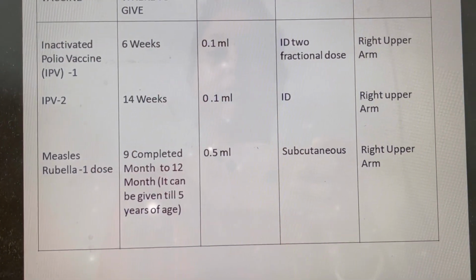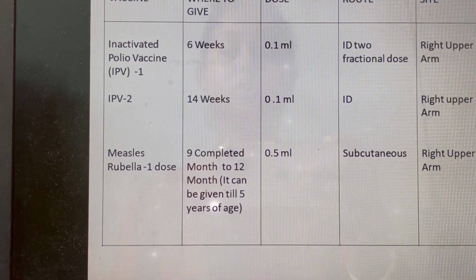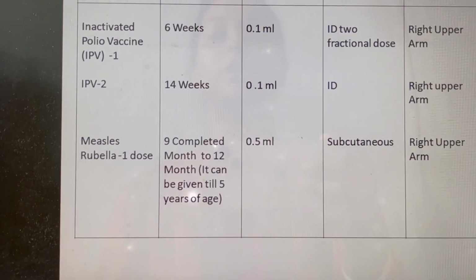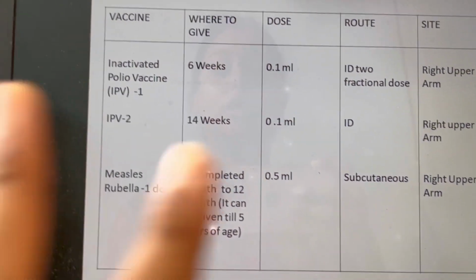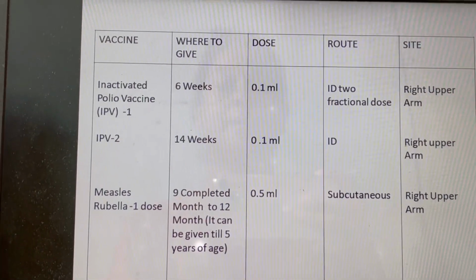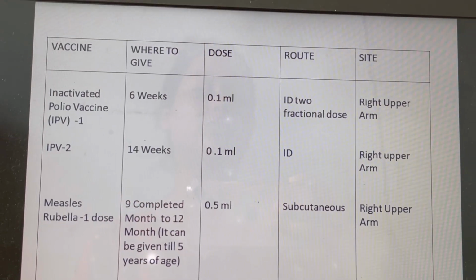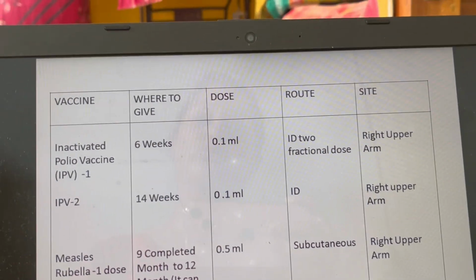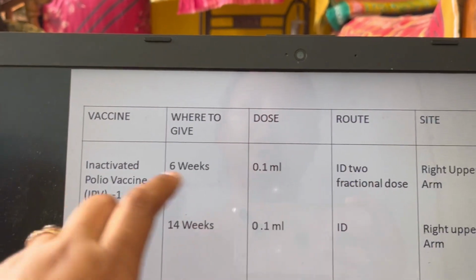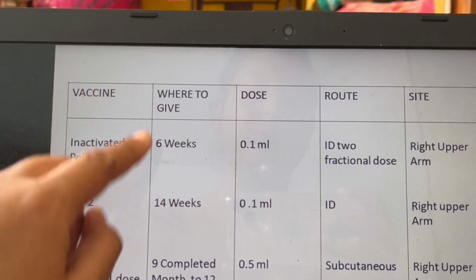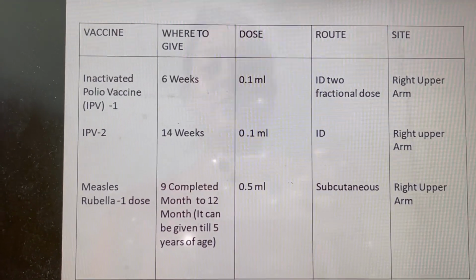Then next is IPV 1, IPV 2 and measles rubella 1. That means first dose. IPV also is given at 6 weeks. IPV 2 is given at 14 weeks. That means 10 weeks is not there. IPV 1 and IPV 2, you have to understand that only 2 fractional doses they are going to give here, and the dose is a little bit different. You have to remember this because it is 0.1 ml, 0.1 ml. IPV is 0.1 ml, and the route is also different here, that is intradermal. It is given as 2 fractional doses, meaning at 6 weeks and 14 weeks. They are giving 2 doses, that's why they are saying 2 fractional doses. Okay, and the right upper arm, you know that.